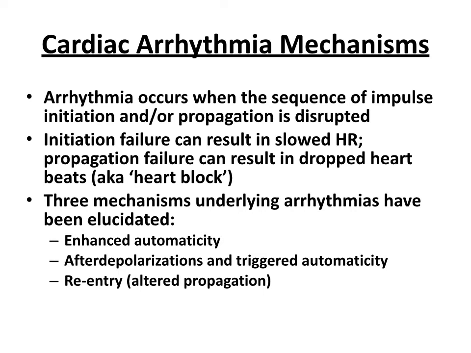Okay, arrhythmias are going to occur when the sequence of impulse initiation or propagation is disrupted. Essentially, either the generation of the initial signal is off, or the spread of that signal is off. If you have initiation failure, that can result in a slowed heart rate. So the SA node cells, which normally fire, slow down, and you can have a slowed heart rate. You can even lose a beat of the heart if they don't fire correctly.